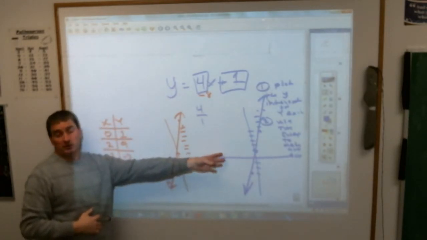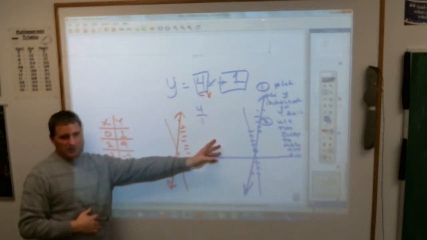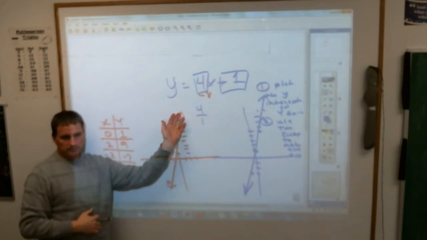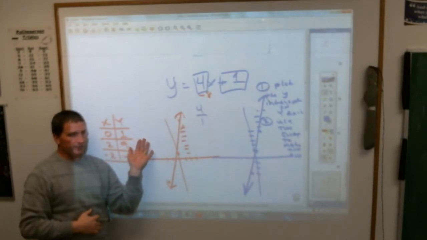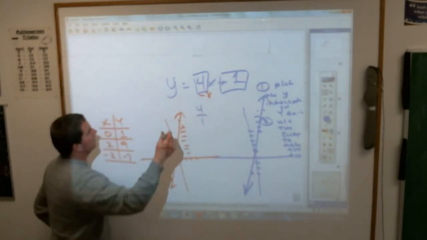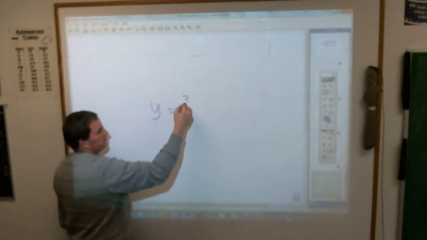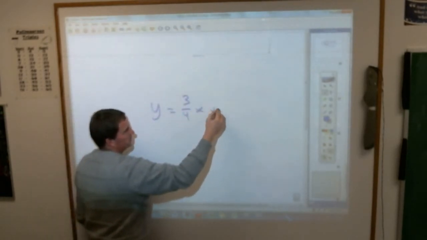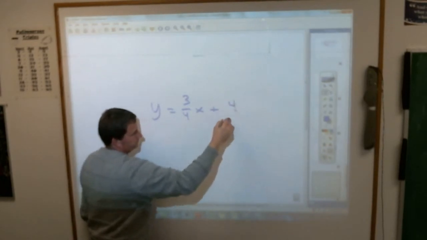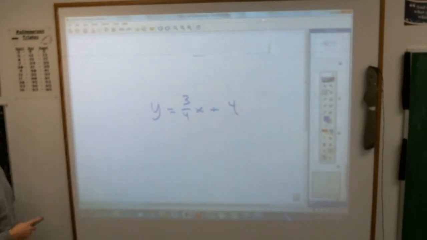Now it took us a little longer than usual because I had to explain each step, but you'll see how fast this is once we do this. Let's write that down and then we'll talk about one. Ready? So if you have something like this, y equals 3/4 x plus 4. Watch how quickly you can graph a line.